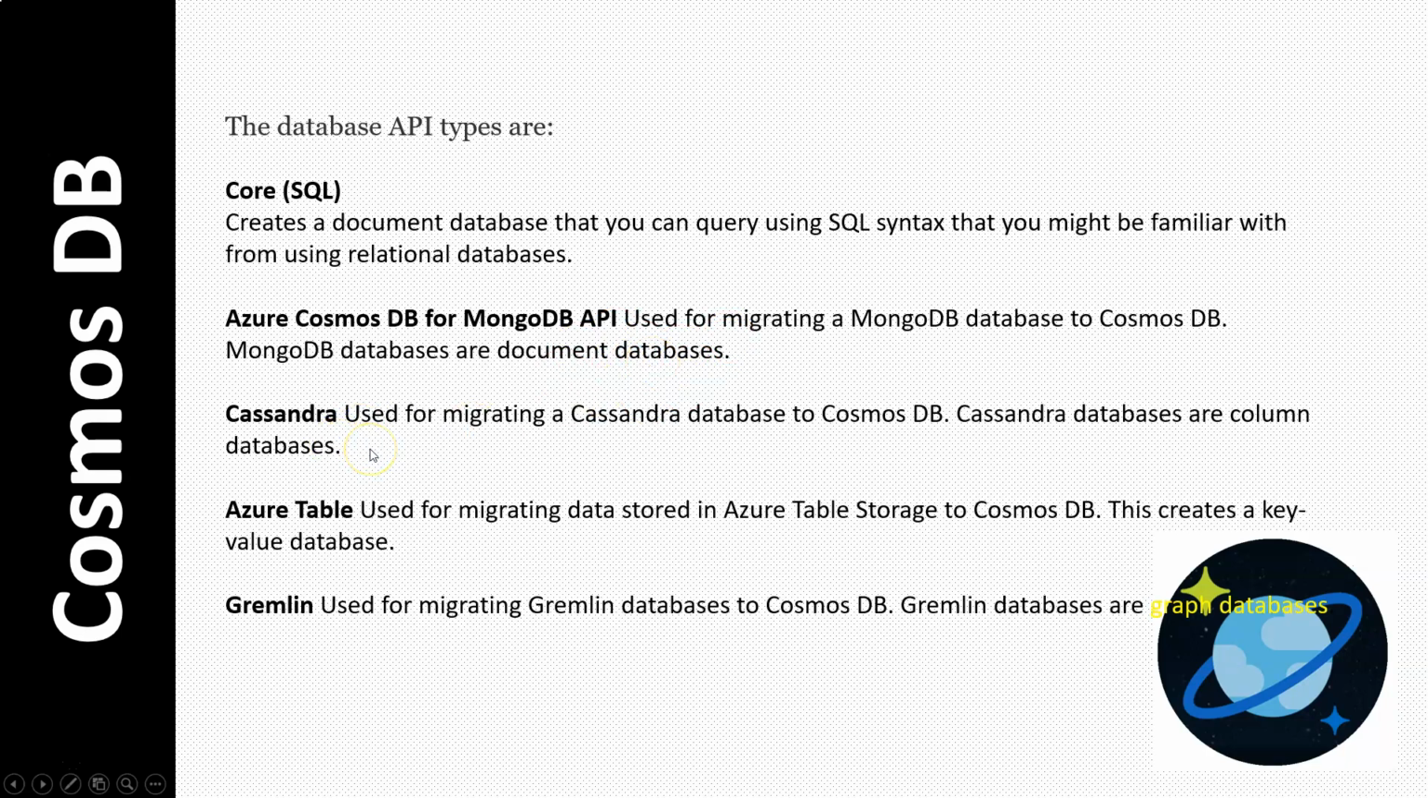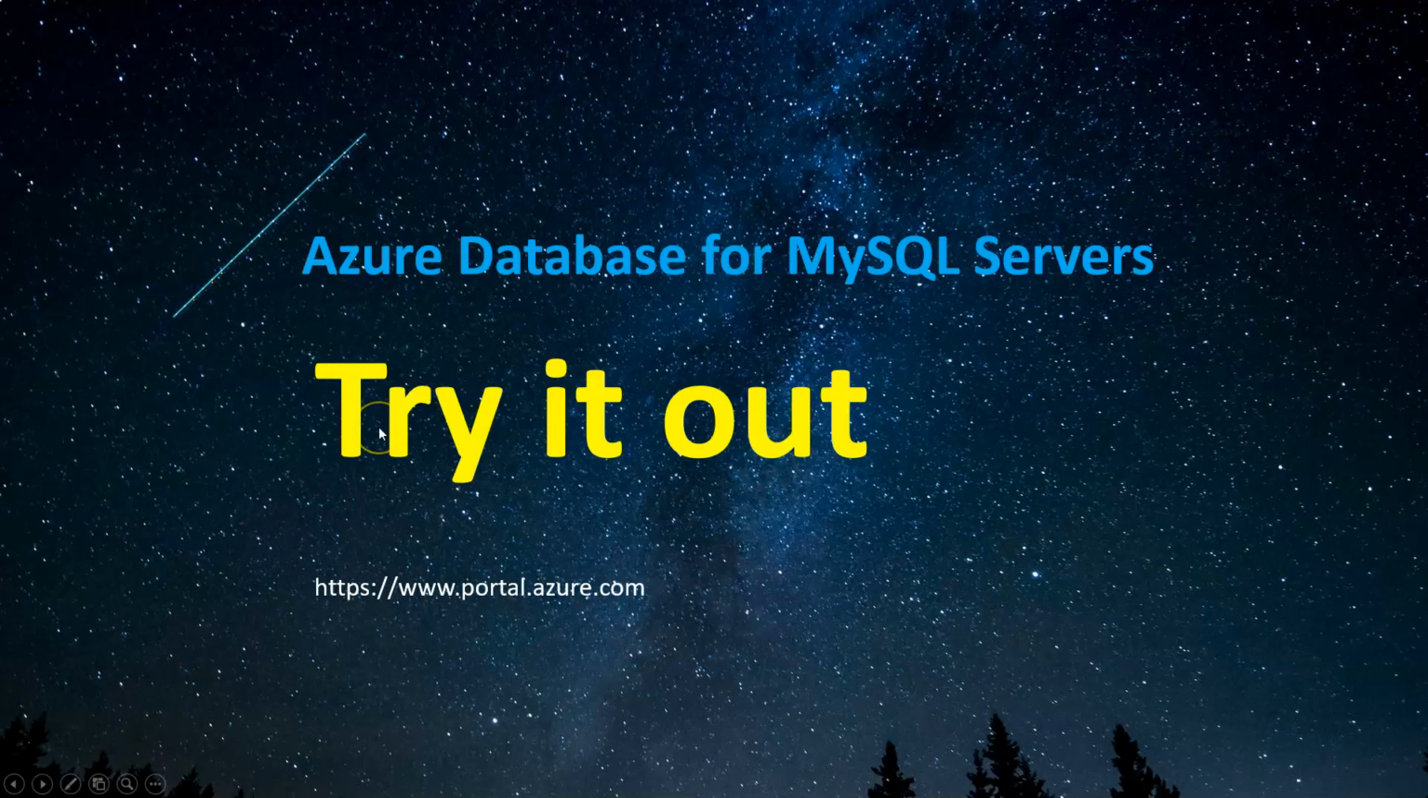The next one is Cassandra API. It supports migrating a Cassandra database to Cosmos DB. Cassandra databases are column databases. Then we have Azure Table API, used for migrating data stored in Azure Table Storage to Cosmos DB. This creates a key-value database, right? And the next one is Gremlin API, which is used for migrating Gremlin databases to Cosmos DB. Gremlin databases are graph databases, right? Let's move forward. Now we need to see it in action.